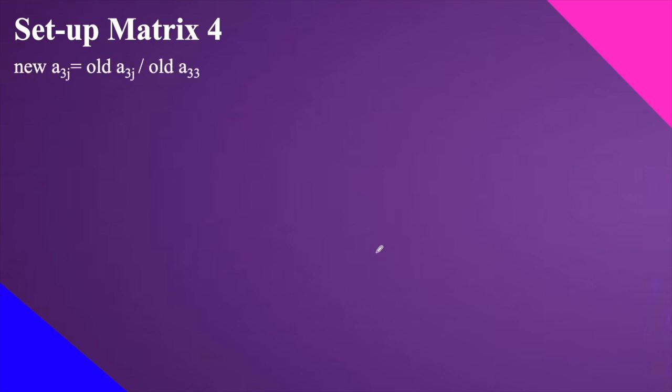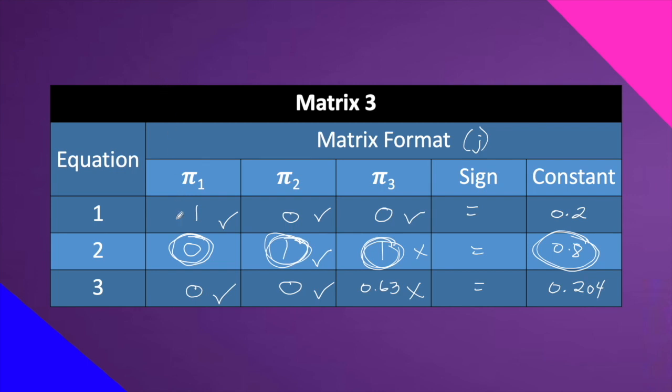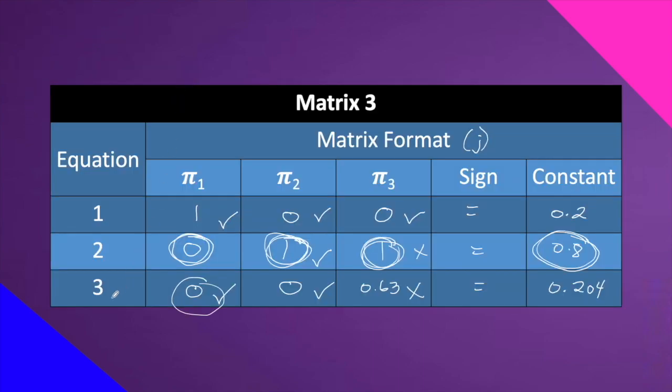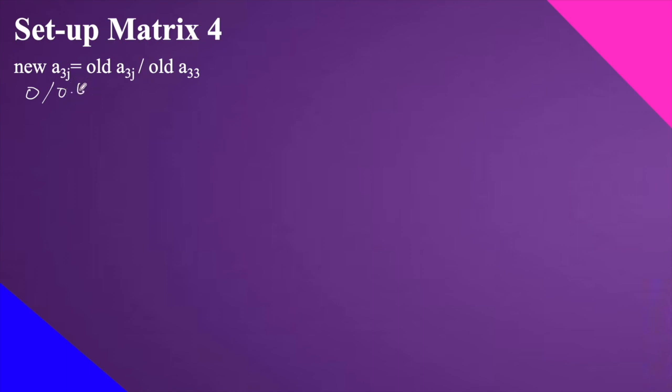Okay, and for our matrix number 4, unahin naman natin this time ang ating third na row. So, new A sub 3j is equivalent to old A sub 3j over old A sub 3,3. Ang magiging old po ngayon is the matrix 3 and magiging new ngayon is the matrix 4. So, our old A sub 3,1 ng matrix 3 is 0. So, 0 divided by old A sub 3,3, 0.63. Basically, this is 0.